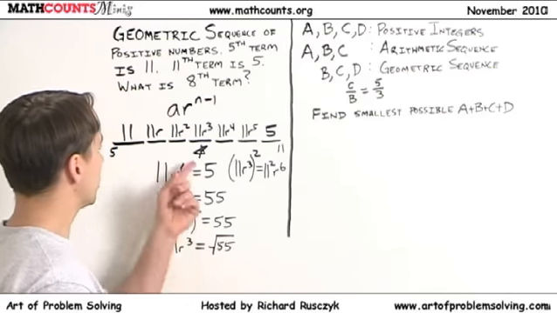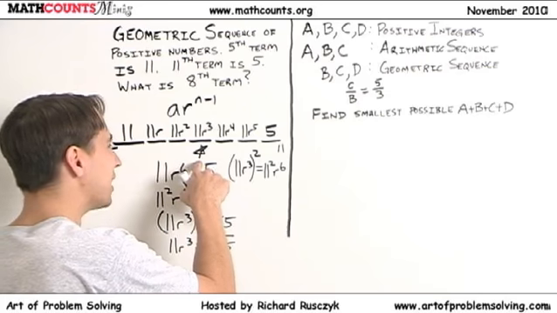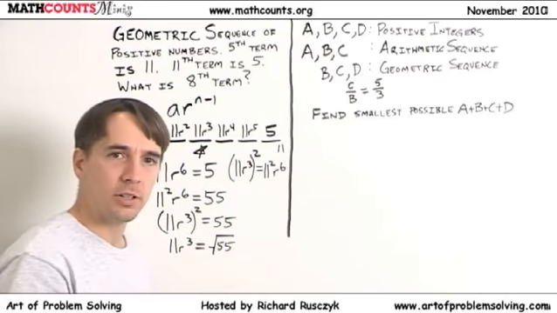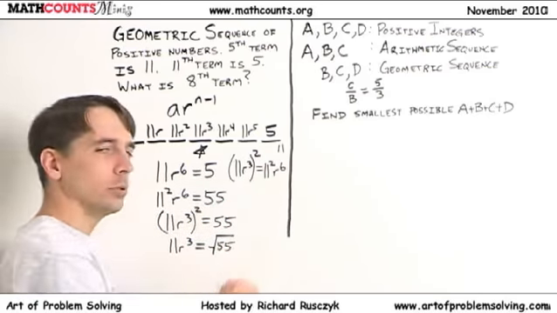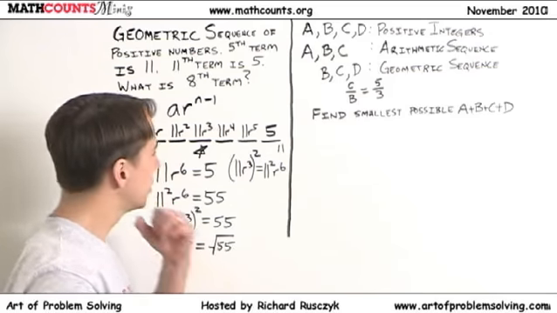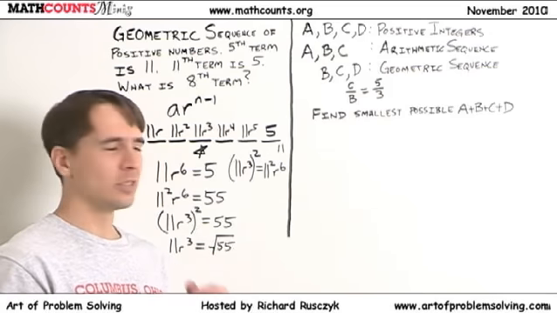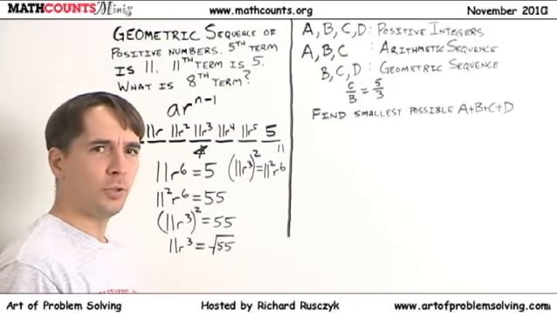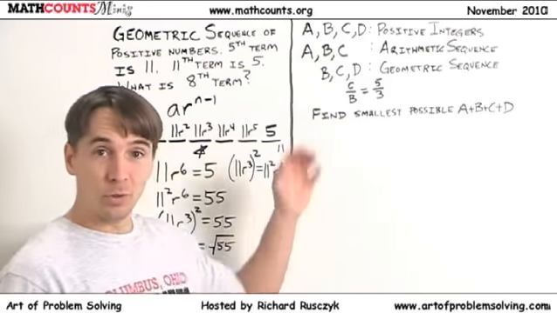Now that's interesting. The term that's exactly in the middle between the 5th and the 11th term is the square root of the product of the terms. Is that just a coincidence? See if you can figure that out. While you're thinking about that, I'm going to move over here to the other problem.